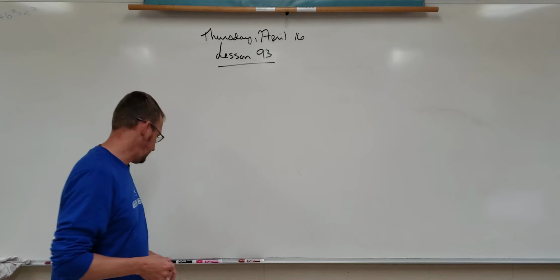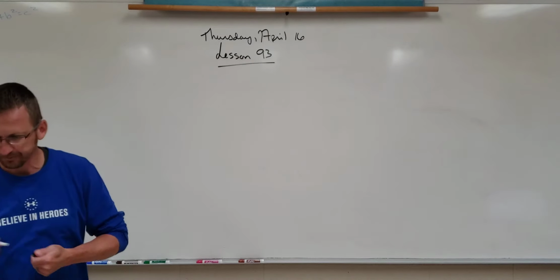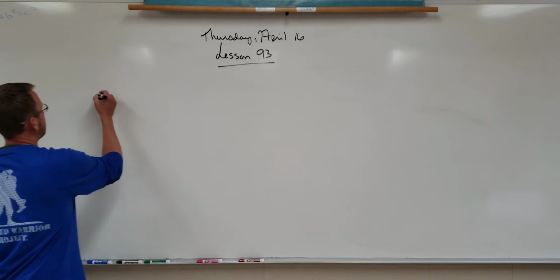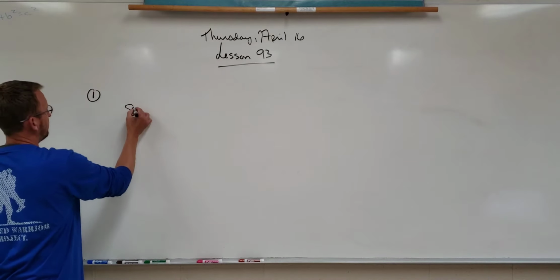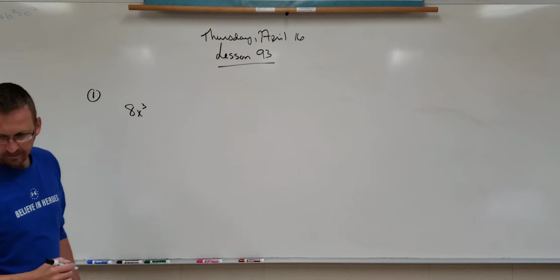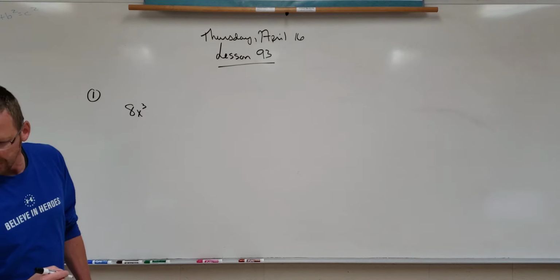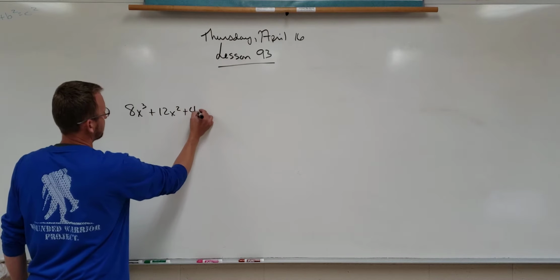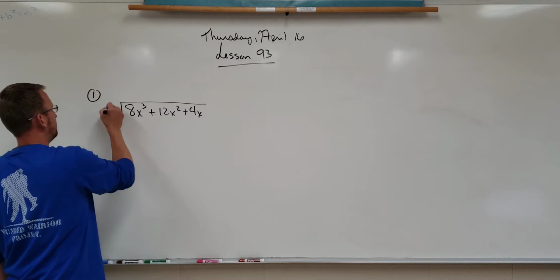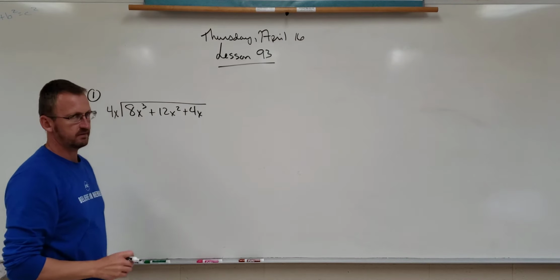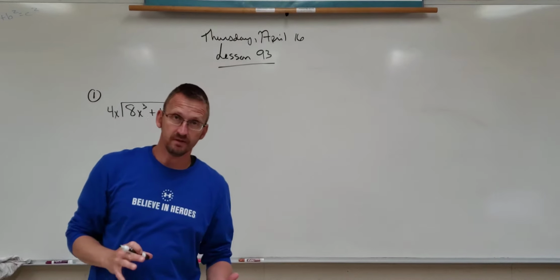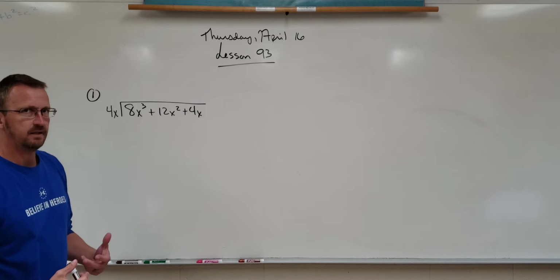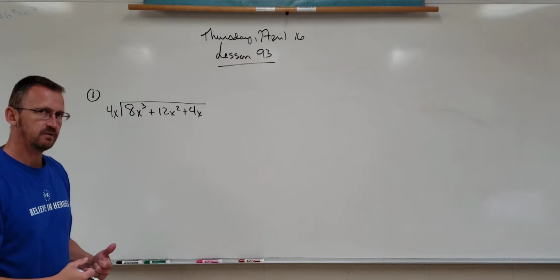We are dividing polynomials. Page 616. We start off, example 1, we have 8x cubed plus 12x squared plus 4x. And we're dividing that by 4x. This is real similar to normal division. The biggest thing to keep in mind is when we divide, we subtract exponents.